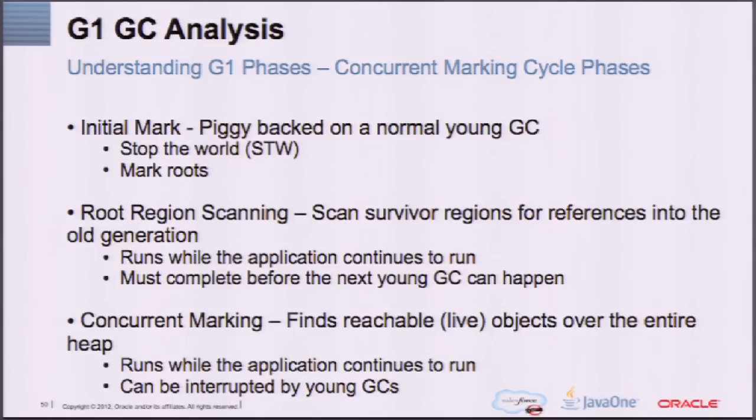What is the concurrent marking cycle phase? It involves the initial mark, which is piggybacked on a normal young GC. It's stop the world because it's piggybacked onto the young GC. It marks the roots. Then comes root region scanning. It runs while the application continues to run. It must complete: you have to scan all your roots, the references into the old generation, before the next GC can happen. Then concurrent marking finds reachable live objects over the entire heap. It runs while the application is running, and it can be interrupted by a young GC.